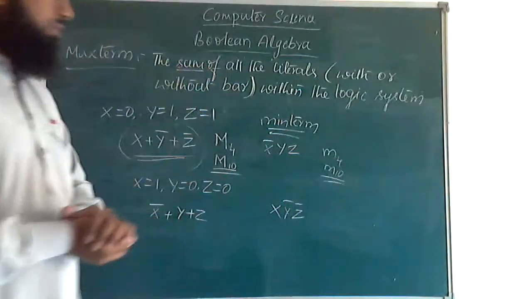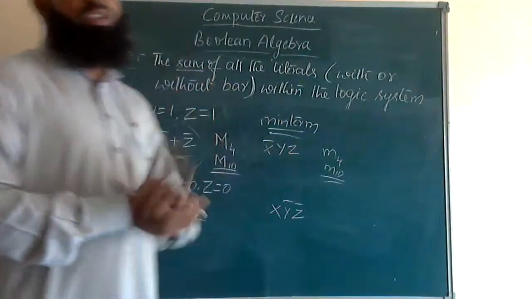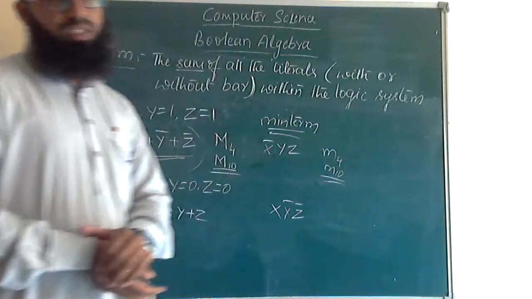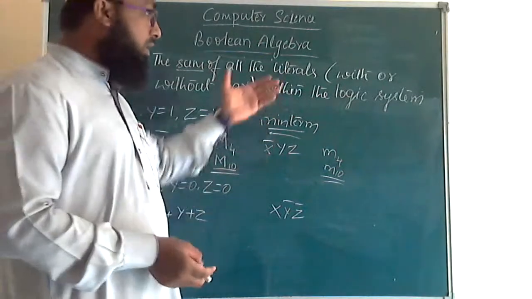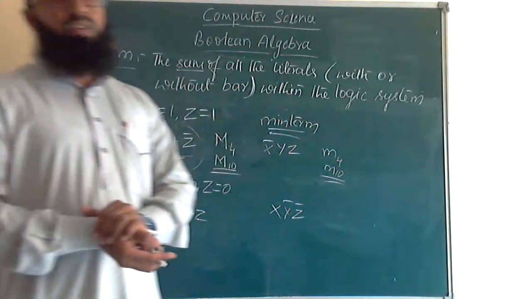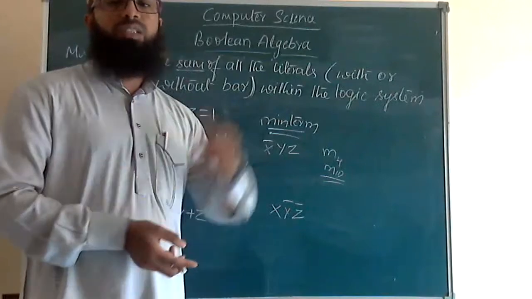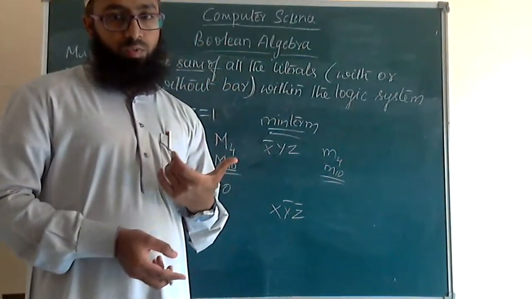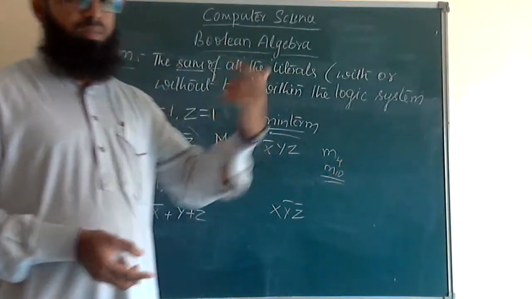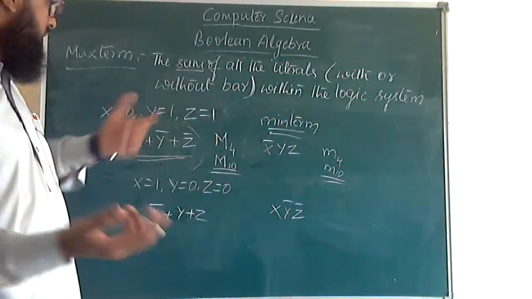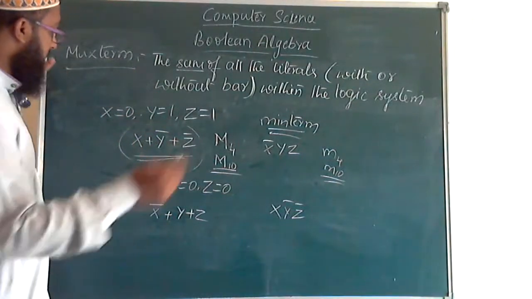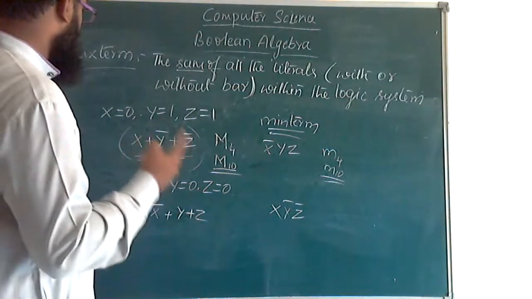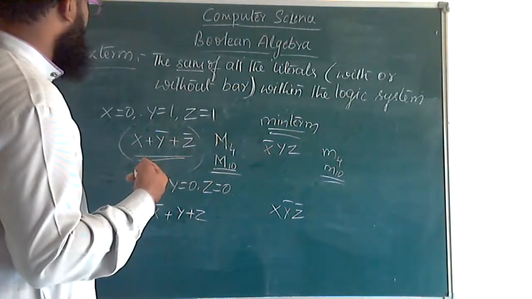So you may get questions like this: what is min term or what is max term? Or how can you express a min term or how can you express a max term? Or some expressions can be given and they will ask you to represent these expressions in min term or in max term. So at that time you can represent those expressions in min term in a simple way. Here the expression is given, expressing min term and max term.